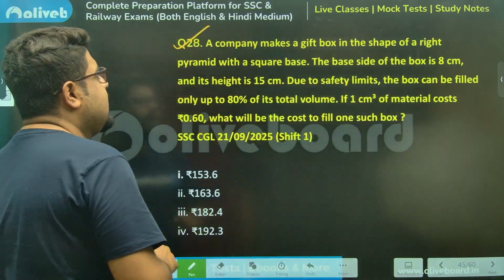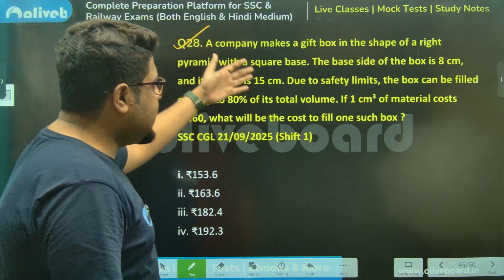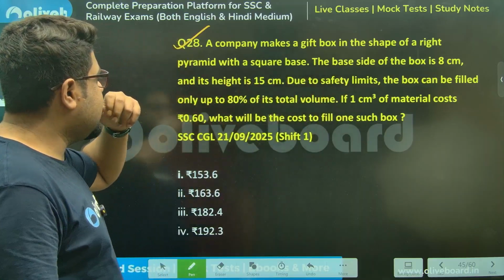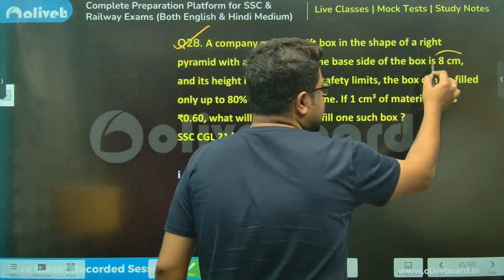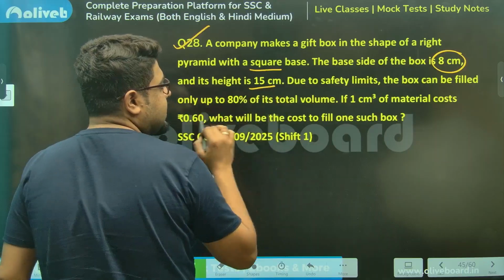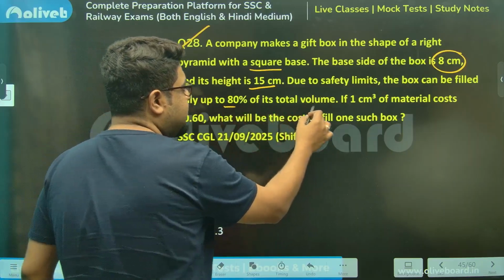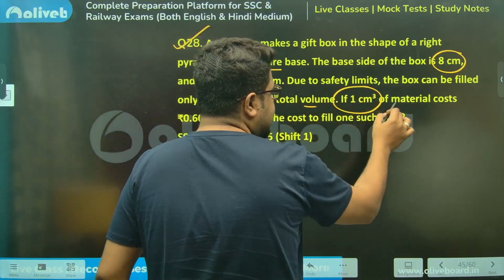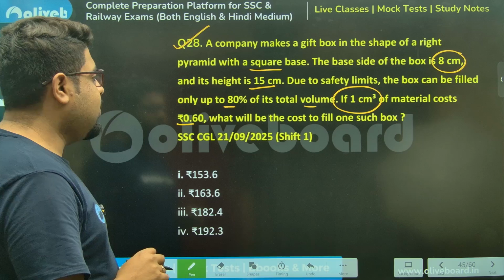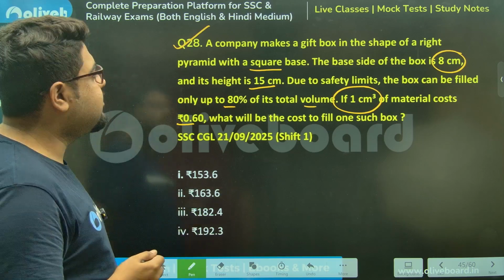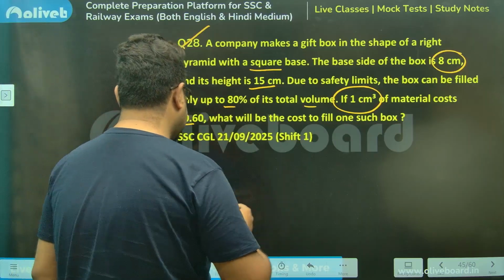A company makes a gift box in the shape of a right pyramid with a square base. The base side of the box is 8 centimeter. Achha, square base side is 8. Okay, height is 15. Due to safety limits, the box can be filled up to 80% of the total volume. If 1 centimeter cube of material costs this, what will be the total cost to fill one such box? Chalo, let's see. Volume into 0.60.